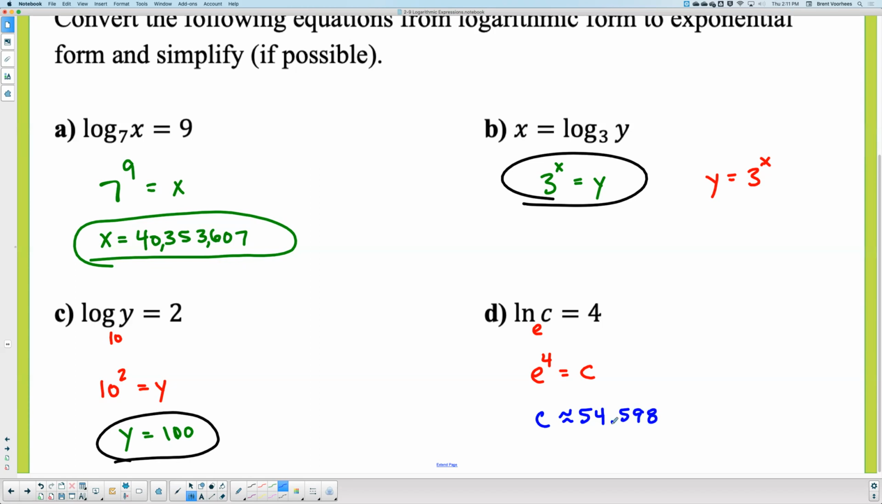54.598. Yes. Okay, so what was the number after? 2. So was it 8.2? Okay, good rounding then.